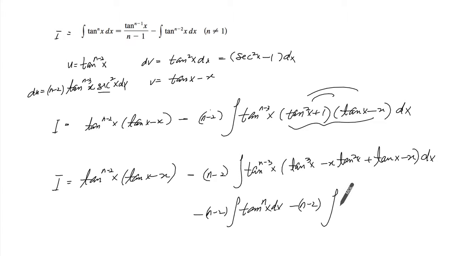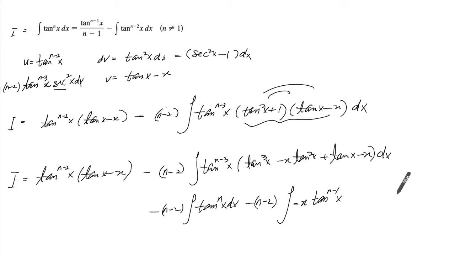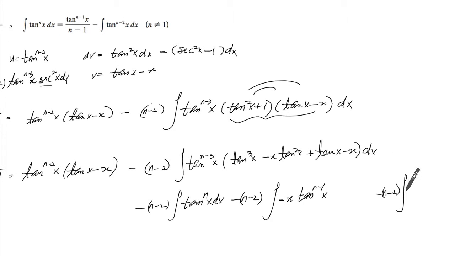So if you multiply these two, you get minus x tangent of n minus 1. Then multiply this, and this is the only term without the x, so I'm going to put that separate. I feel like I would have to take care of that separately. So that's tangent of n minus 2 x dx. And this multiplied by this gives you another negative x, negative x tangent of n minus 3 x.